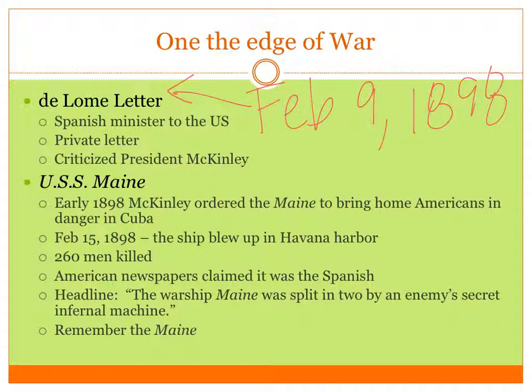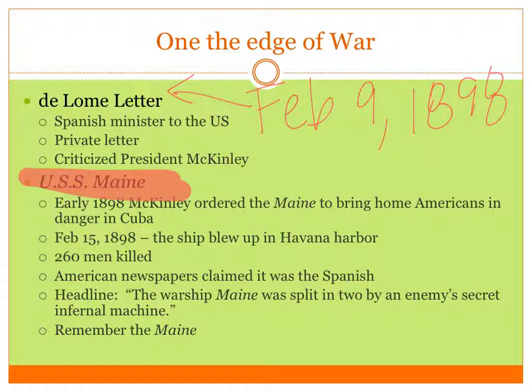Now, the straw that really breaks the camel's back is going to be the sinking of the USS Maine. The USS Maine is an American ship. In early 1898, McKinley ordered the Maine to bring home Americans in danger in Cuba. So you have the Maine there in Cuba to bring Americans back home to America so that they are not in danger of this revolution that is occurring. On February 15th, 1898, the ship blows up in Havana Harbor.